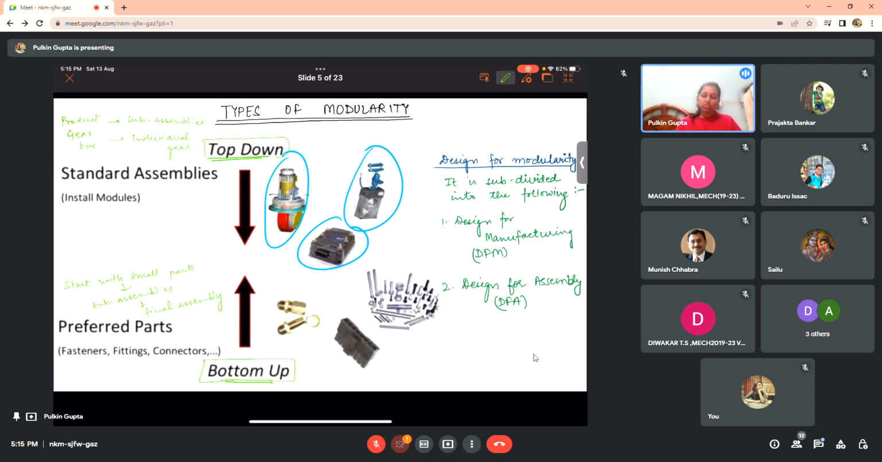Okay, so design for modularity basically has three modules. First one is design for manufacturing, then comes design for assembly, and then design for modularity, which combines both design for manufacturing and design for assembly. So your design for modularity is a combination of both design for manufacturing and design for assembly.